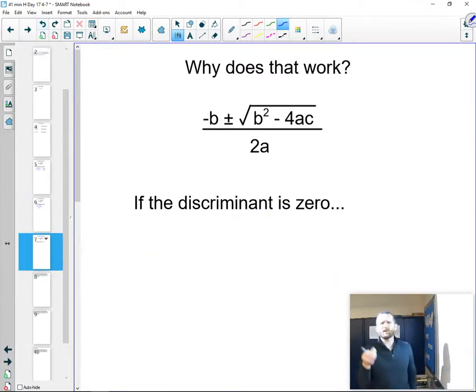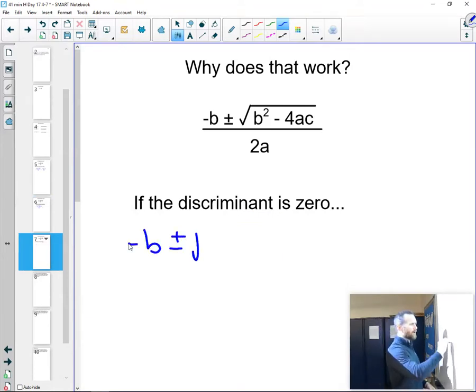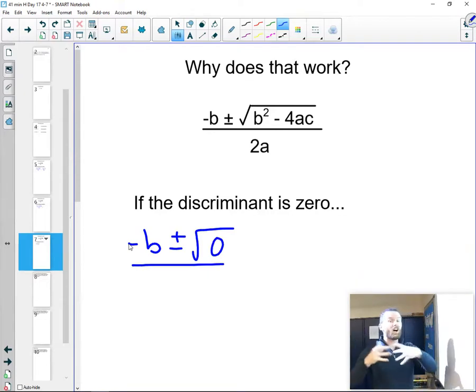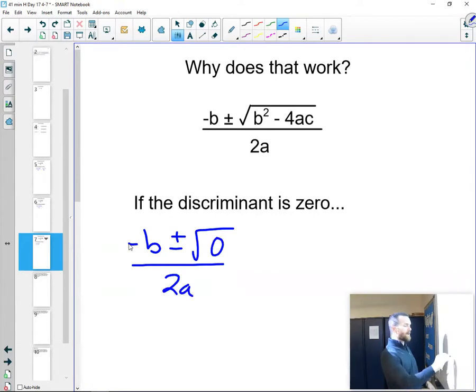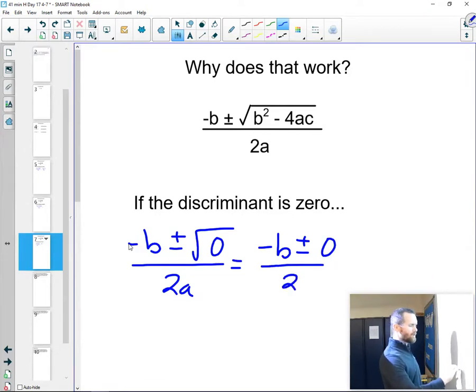Now let's take a look. What if the discriminant is 0? So it's negative b plus or minus the square root of, okay, the discriminant is 0. Remember, the discriminant is whatever's under the square root in the quadratic formula, divided by 2a. That's negative b plus or minus the square root of 0, which is just 0, divided by 2a. So if the discriminant is 0, if we remember our notes, we should be getting only one real solution here, not two.